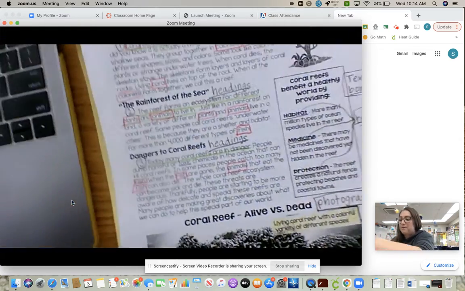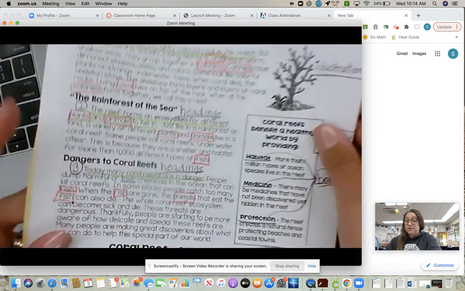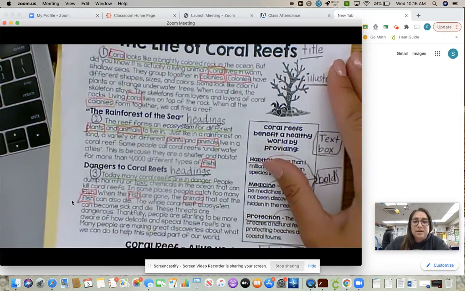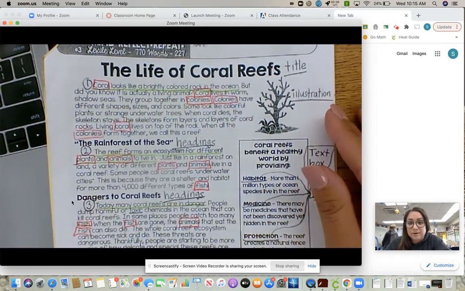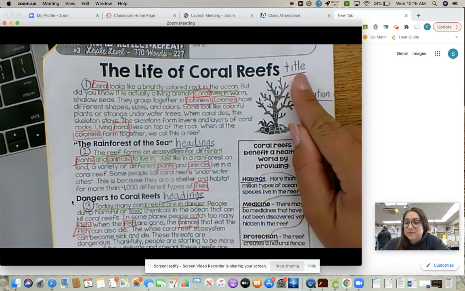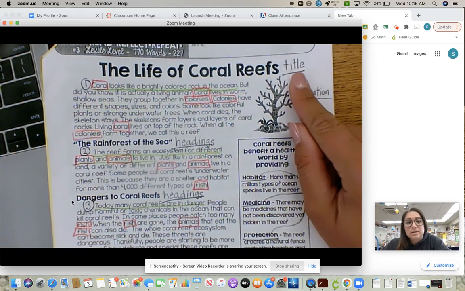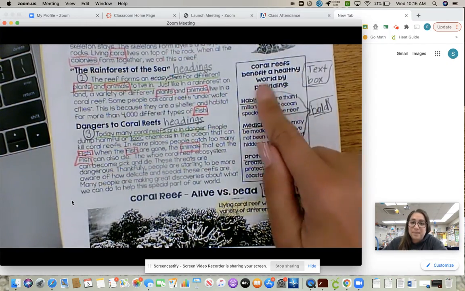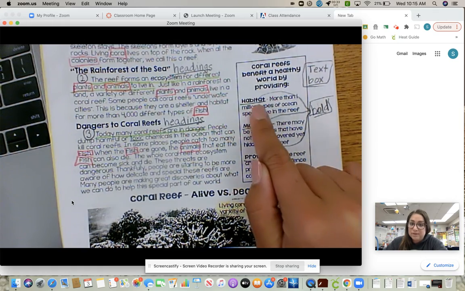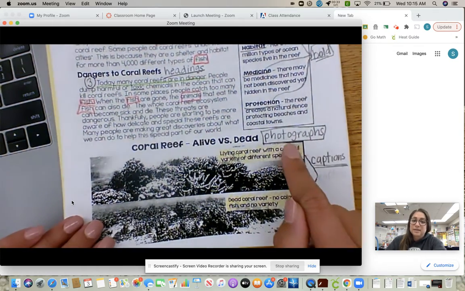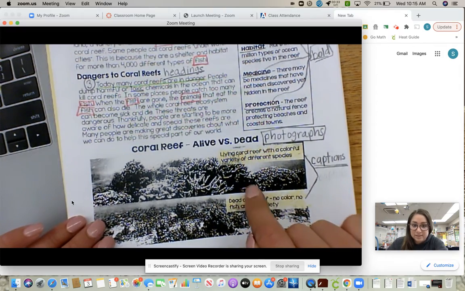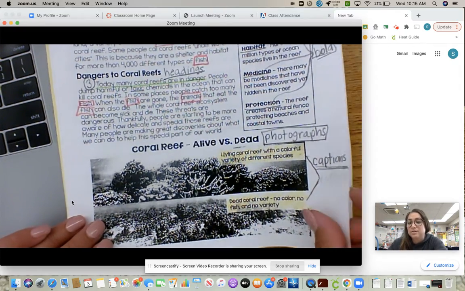So we read about the life of coral reefs, and so we read it all, so make sure that you read it, and we talked about our text features. That is our new skill that we are learning. So the text features that we specifically have in this article is we have a title, an illustration, a text box, bold writing, photographs, and we have photo captions or just our captions that talk about our illustration and photographs.